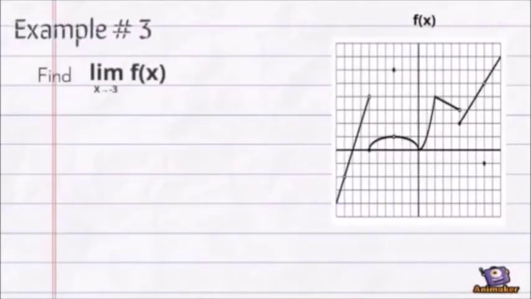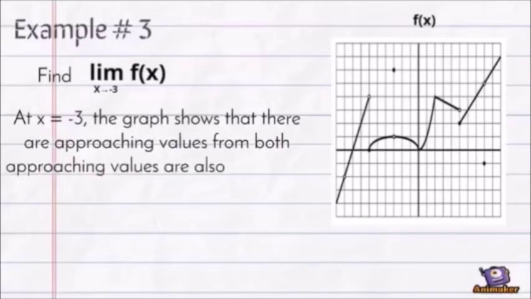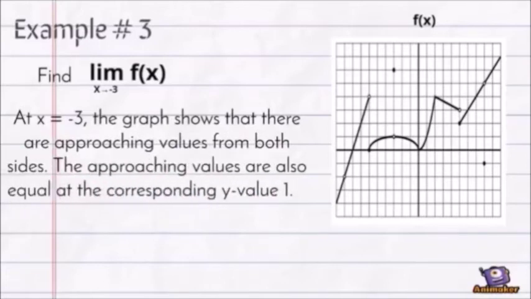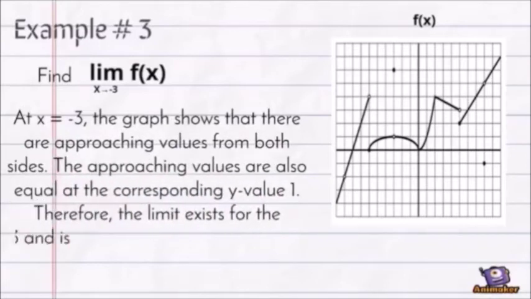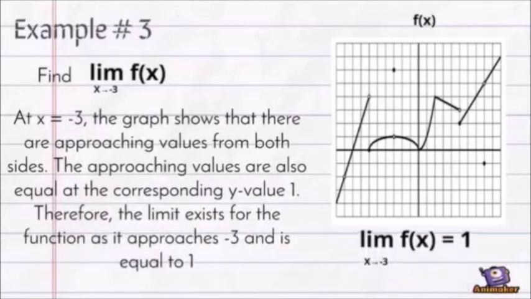Find the limit of f of x as x approaches negative 3. At x equals negative 3, the graph shows that there are approaching values from both sides. The approaching values are also equal to the corresponding y value. Therefore, the limit of f of x as x approaches negative 3 is equal to 1.